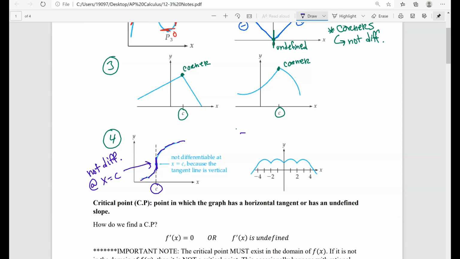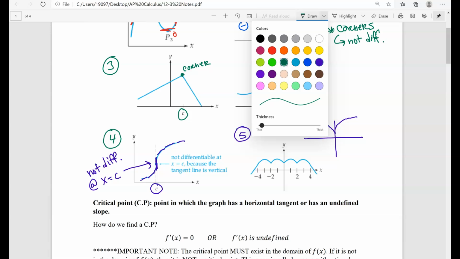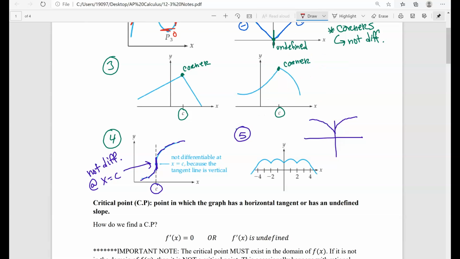Now this guy, number 5, does have corners, but usually when we have something that looks like that, and when we start graphing some of these problems, we get something that looks like angel wings. These are usually what we call cusps. So something like this is what we call a cusp.